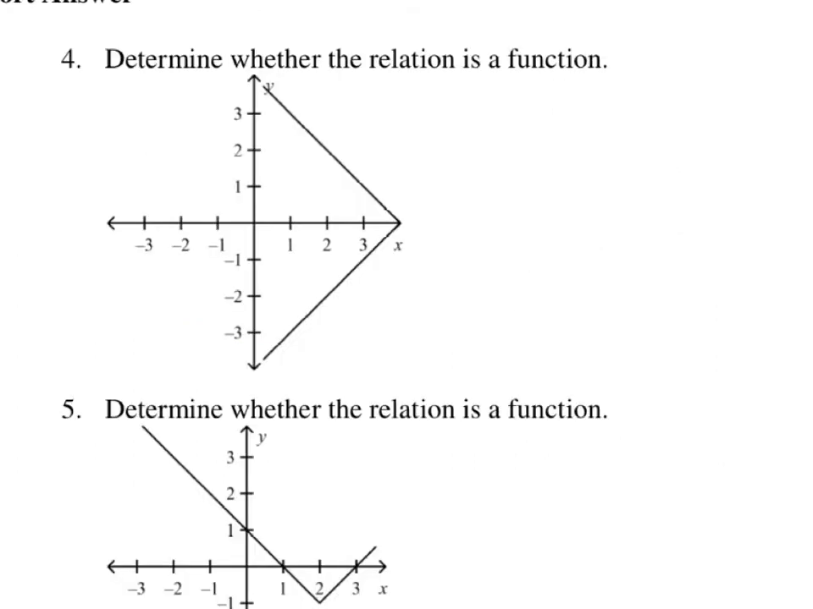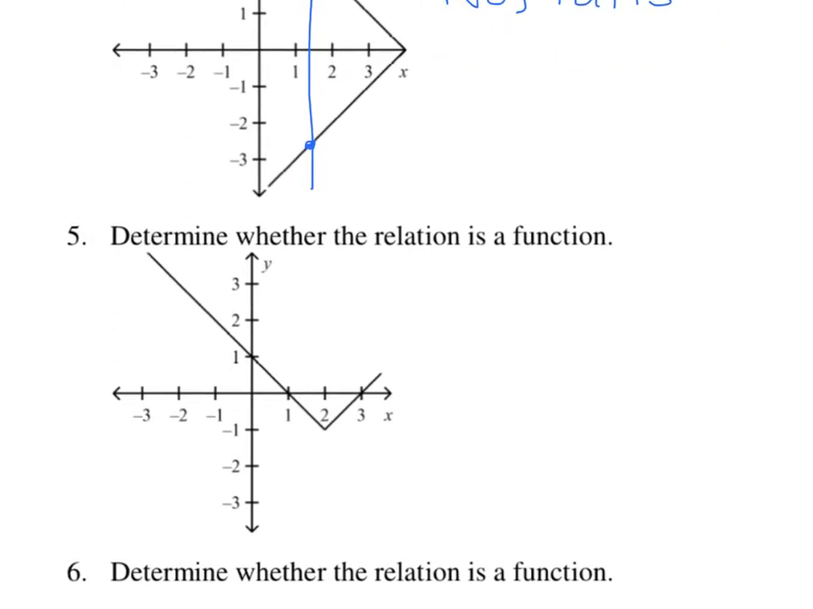Functions pass the vertical line test. So if I draw a vertical line anywhere on that graph, if it passes through a vertical line more than once, it fails. So the answer is no, this is not a function because it fails the vertical line test.